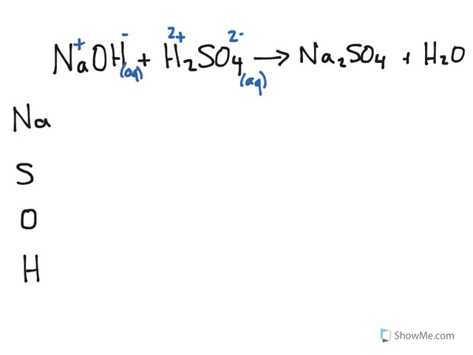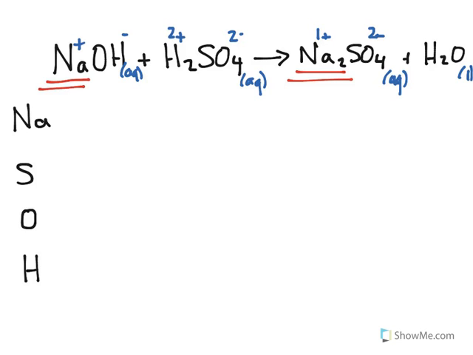It's going to give us the salt, sodium sulfate, and water, which is liquid. The sodium is 1 plus times 2, and the sulfate is 2 minus. So if we're going to balance this equation, let's have a look at the atoms here and consider the atom form of balancing the equation.